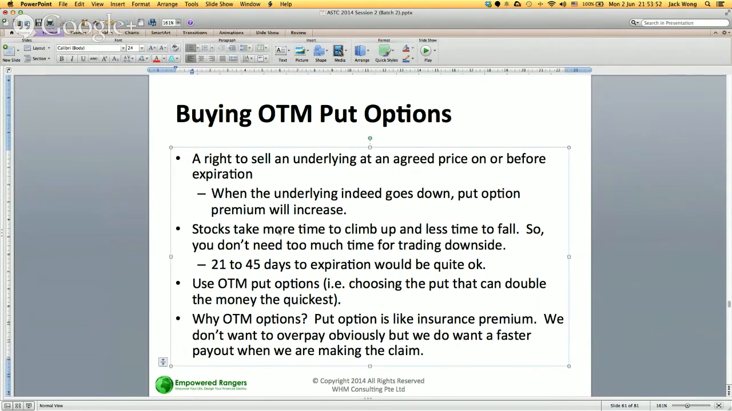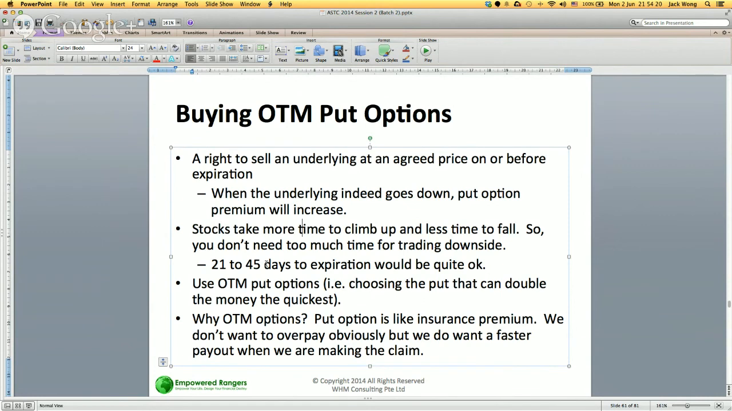You don't want to give a lot of time for the position. Now I say 21 to 45 days. Typically, I would even want to look at 21 to 30 days, because when the stock drops, it drops fast. So I don't need to buy insurance for 45 days. If I can buy insurance for less and get the best payout, I would choose a shorter term.